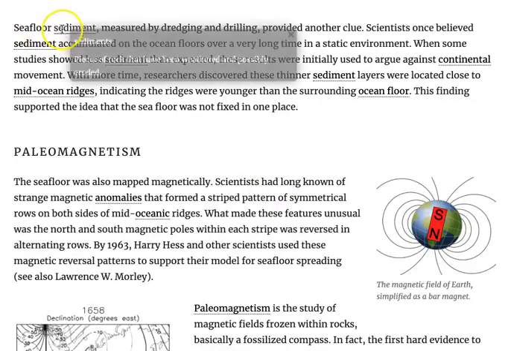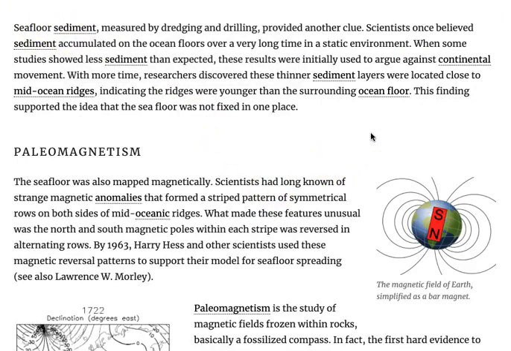I'll continue here. Seafloor sediments measured by dredging and drilling provided another clue. Scientists once believed that sediment accumulated on the ocean floors over a very long time in a static environment. When some studies showed less sediment than expected, these results were initially used to argue against continental movement. With more time, research discovered these thinner sediment layers were located close to the mid-ocean ridges, indicating the ridges were younger than the surrounding ocean floor. This finding supported the idea that the seafloor was not fixed in one place.